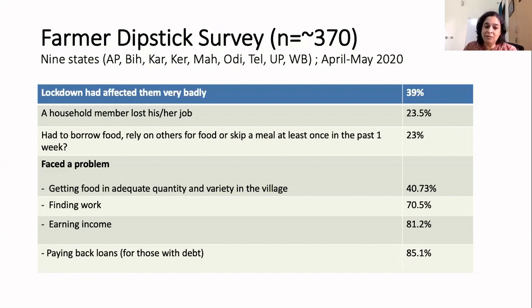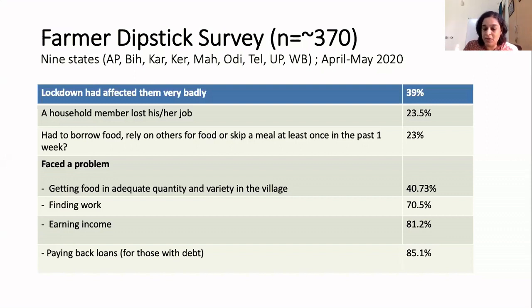And even more worrying is that here are our annadatas, as Professor Singh said, and our annadatas had to borrow food, rely on others for food, or skip a meal at least once in the past week. And that figure is 23%. And 40% are worried about getting food in adequate quantity and variety in the village. And obviously much higher proportions are worried about earning incomes and finding work. And among those who are indebted, 85% said they're worried about paying back loans and they're not able to do that. So in that context, I think the agricultural distress is fairly high.